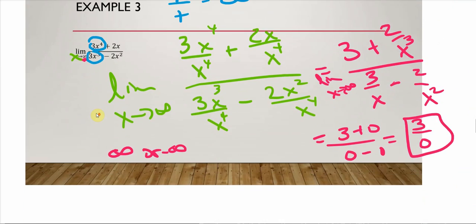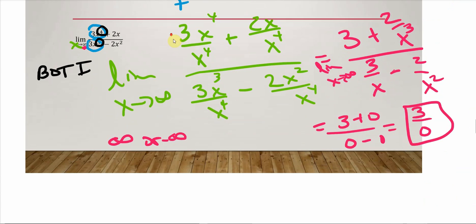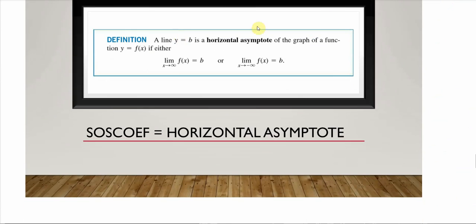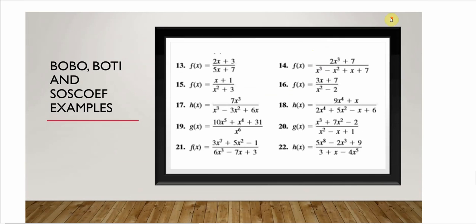And then finally on this one, the biggest power here is 4 and the biggest power here is 3. So it's bigger on top. So my answer is going to be infinity or negative infinity. So let's go ahead and try some more. Now remember what I said. Whenever they ask you for a horizontal asymptote, it's really going to be Soskov. To have a horizontal asymptote, it's going to be Soskov. So let's go ahead and look at some of these.